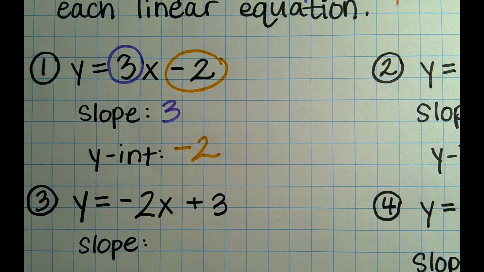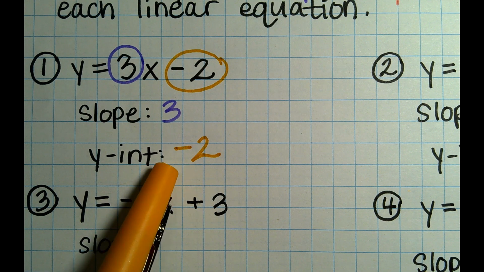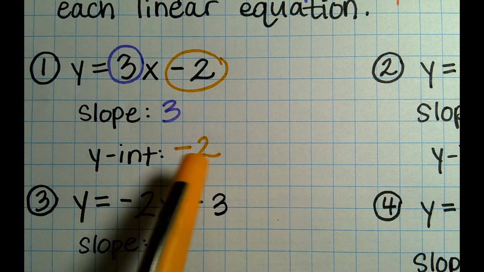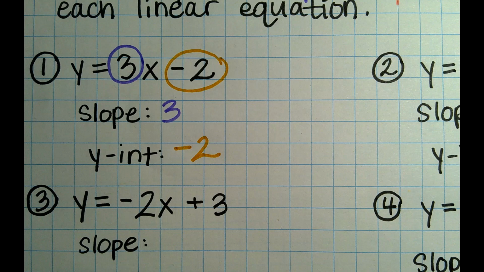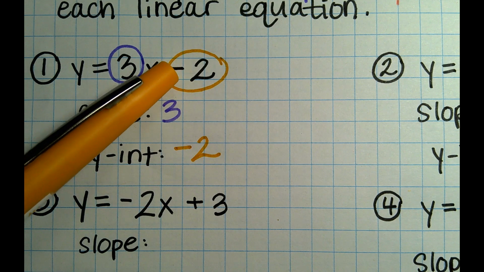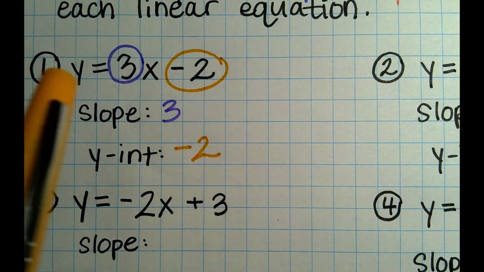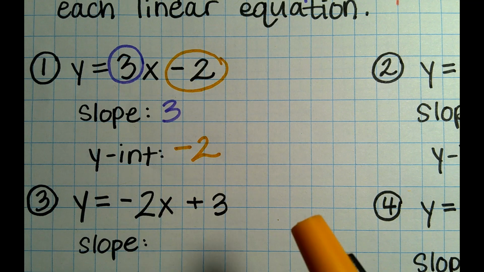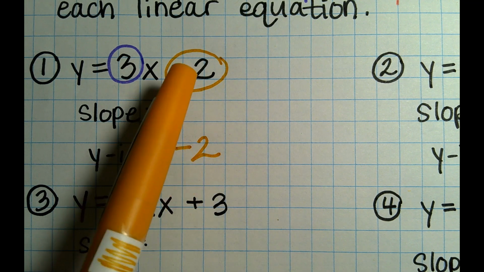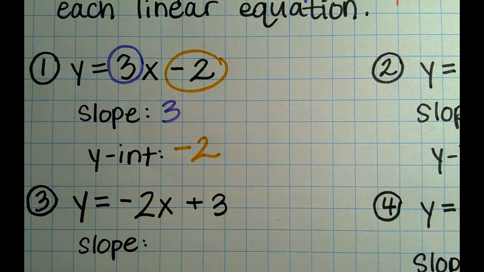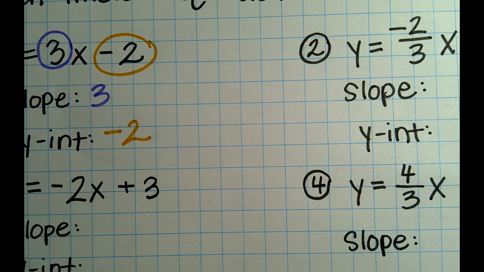Why is it not positive 2? Does anybody know? Because it's a negative. Why is it a negative? How can I tell? Because it has a negative sign on it. Yeah, because it's minus 2 at the end. If it said plus 2, then it'd be positive, but it's negative because of that. Perfect. That's number 1.